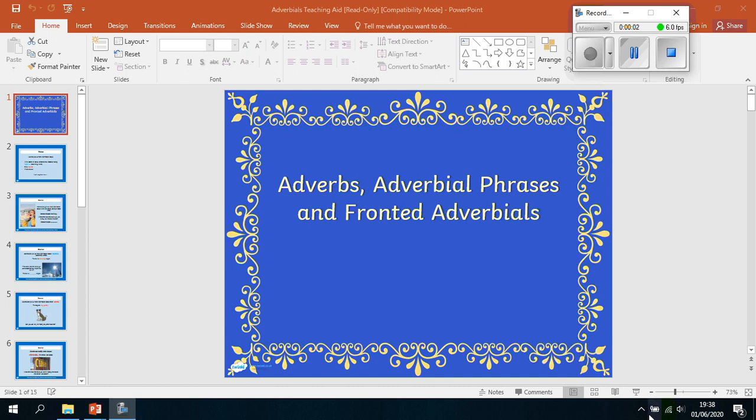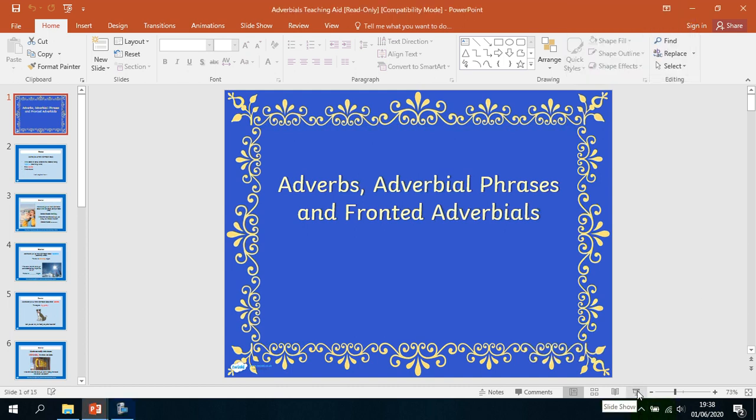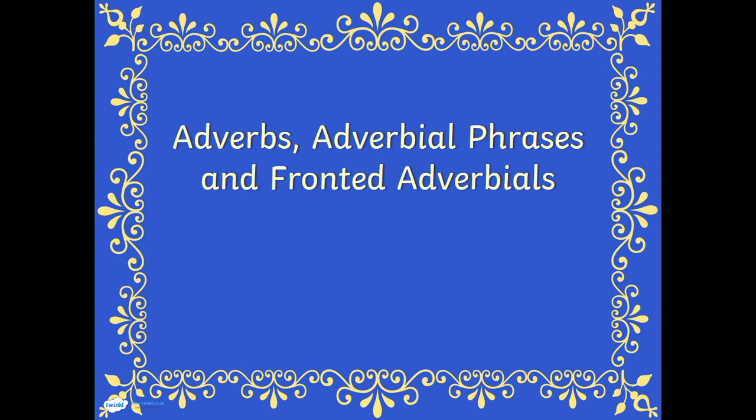Hi everybody. So today we are going to have a look at the different types of adverbs, adverbial phrases, and fronted adverbials. All of these are used to add a little bit more information in a sentence and usually to tell us more about the verb or the doing word. Hence you have verb in the word adverb. So they add more to the verbs.